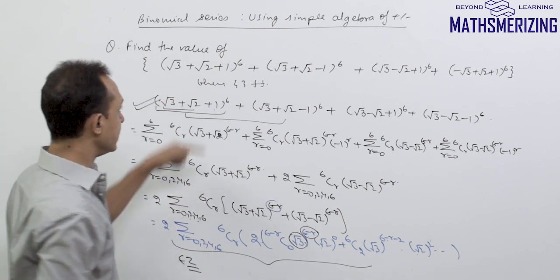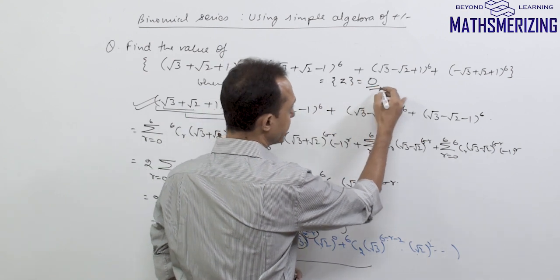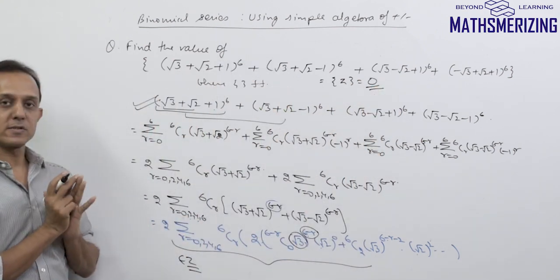Now when this number is an integer, and if I have to take the fractional part of any integer, the fractional part of any integer is simply 0. So the answer to this question is 0.